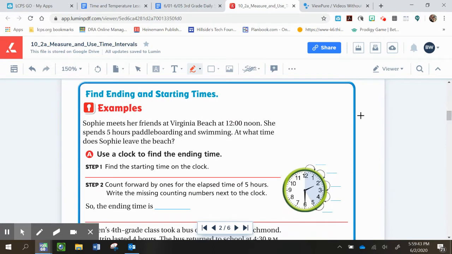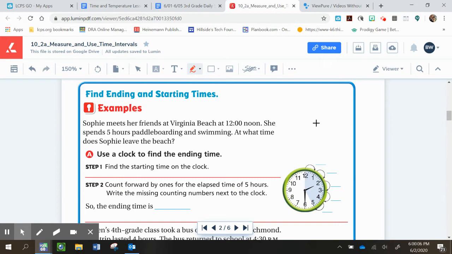Moving on, we're going to find ending and starting time. So some problems will give you the beginning time and the end time so that you can find the elapsed time in between that. Some problems are only going to give you the beginning time and how long it took, or the end time and how long it took. So we have to try these types of problems as well.